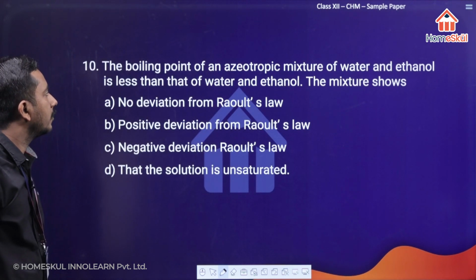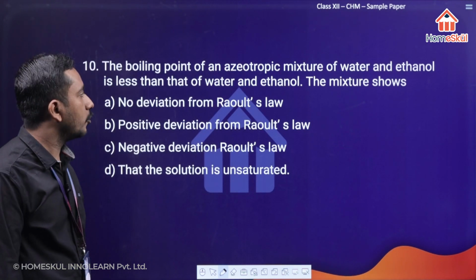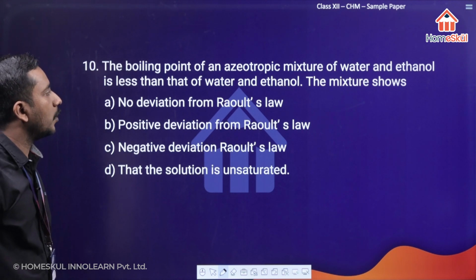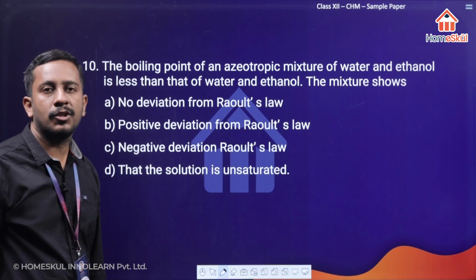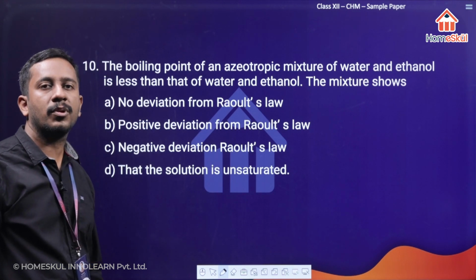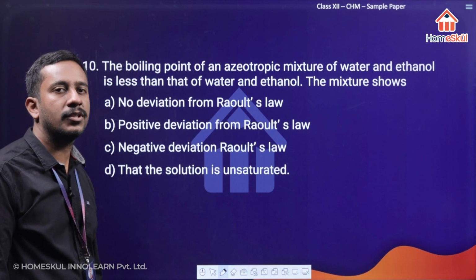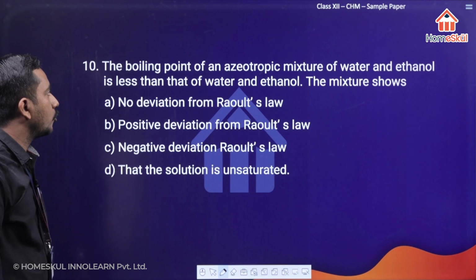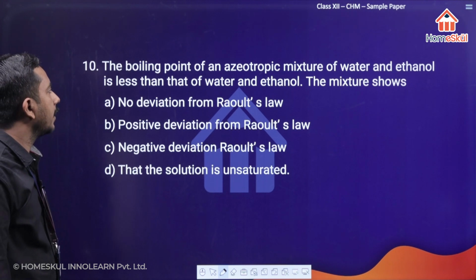The 10th question. The boiling point of an azeotropic mixture of water and ethanol is less than that of pure water and pure ethanol. So what will be the type of deviation that is shown by the mixture, whether it is going to show a positive or negative deviation or whether it is not going to show any deviation at all? So here we have an azeotropic mixture of water and ethanol.